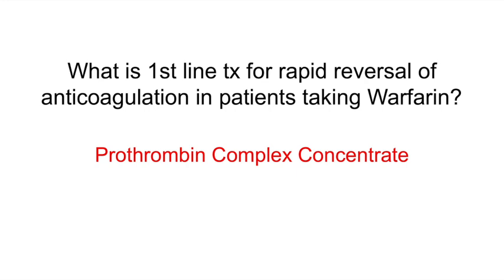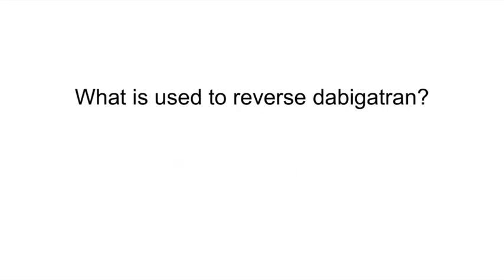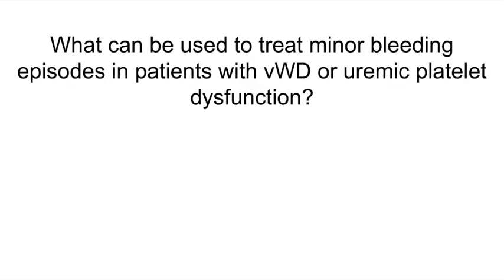What is used to reverse dabigatran? Recall that dabigatran is a direct thrombin inhibitor, and such drugs are really helpful in treating patients that develop type 2 HIT. So you can reverse dabigatran with this IV drug. What can be used to treat minor bleeding episodes in patients with von Willebrand disease or uremic platelet dysfunction? IV desmopressin.